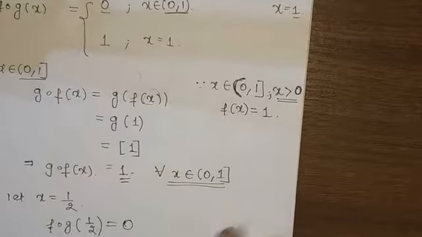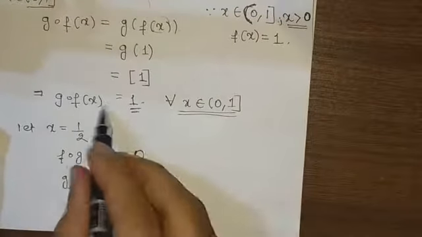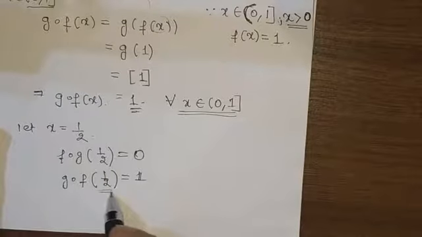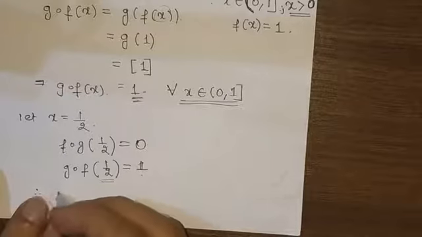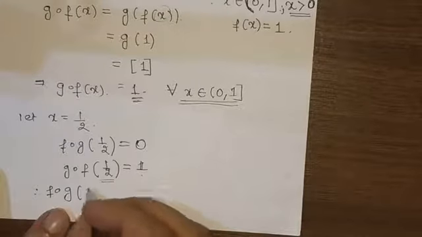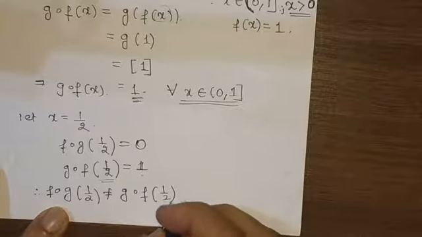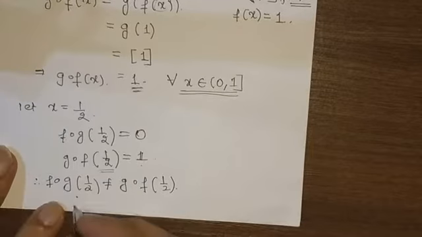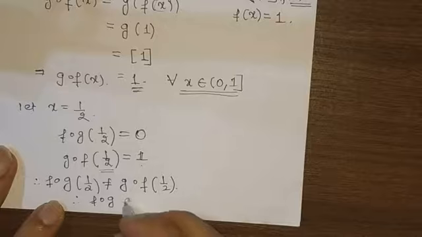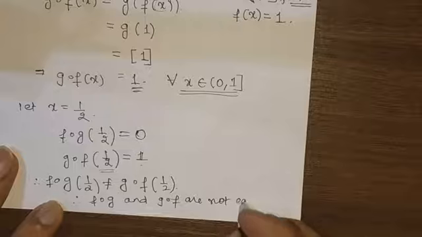So in particular, if you take g composition f of half, you will get 1 only, right? For all x, the definition is 1. So in particular for half, it will be 1 only. Okay, so therefore what you get? F composition g of half is not equal to g composition f of half, right? Therefore f composition g and g composition f are not equal.